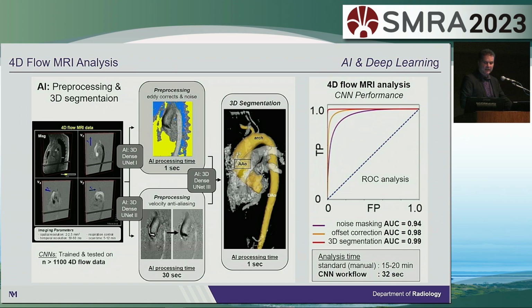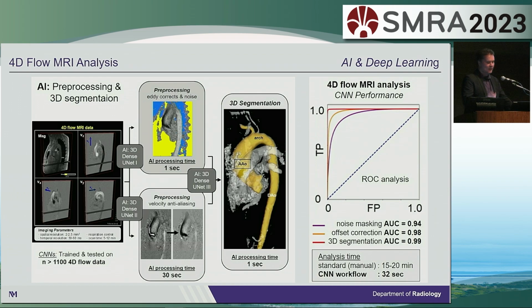And as you can see here, we did a study at Northwestern with over 1,000 data sets, and found that this worked really well. You can see the ROC analysis for the different pre-processing tasks, and while the standard manual analysis took about 15 to 20 minutes, you can now do this in about 30 seconds.